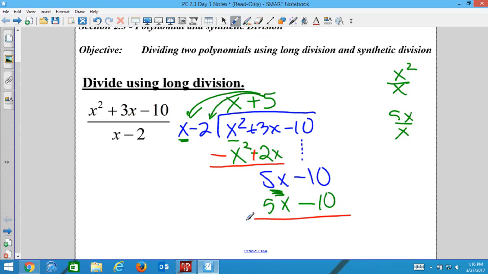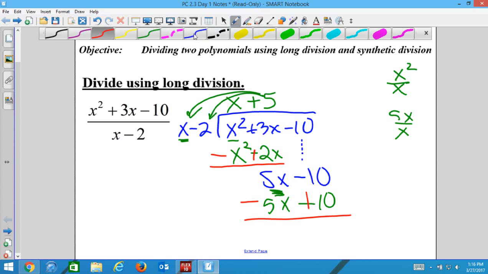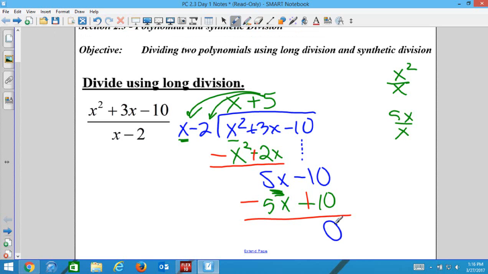Then I'm going to draw the line, and I'm going to change all the signs so I can add them. And when I add them, what do I get? 0. The reason why we got 0, there's no remainder, because x minus 2 divides evenly into x squared plus 3x minus 10. So you would say that x minus 2 is a factor of x squared plus 3x minus 10.